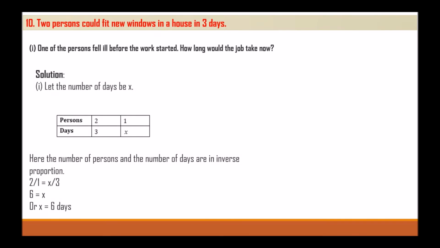So 2 upon 1 equals x upon 3. So x equals 6. So 6 days are required if one person gets ill.